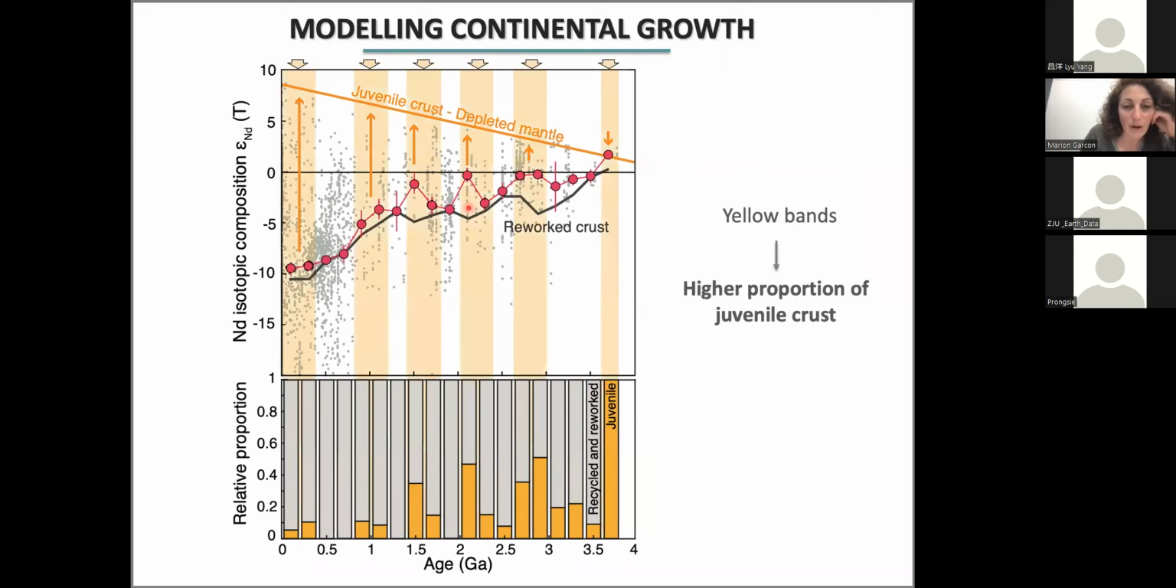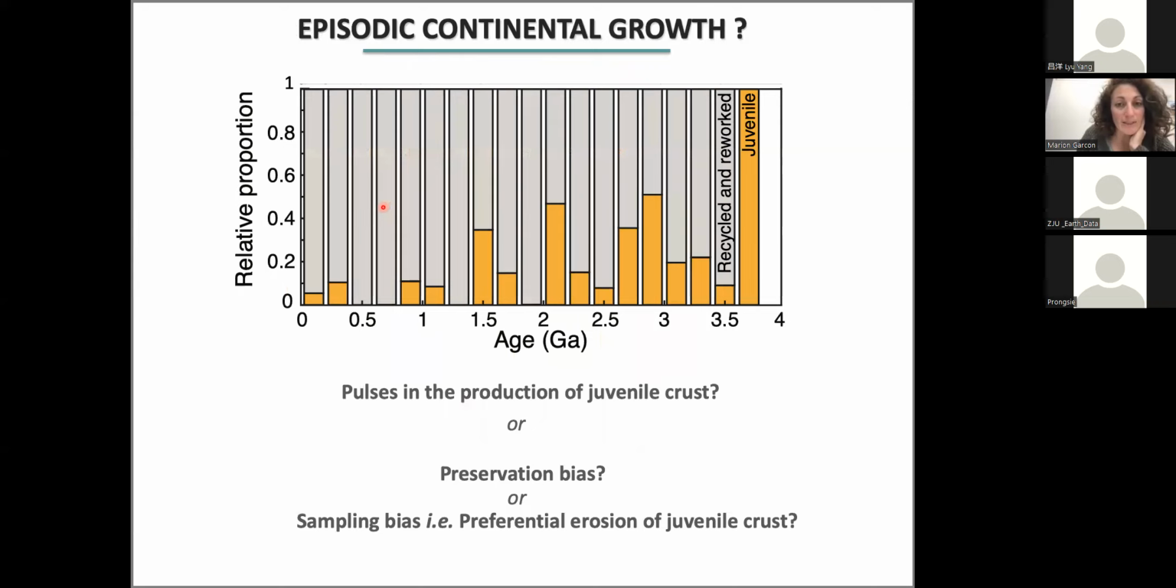I think I put the yellow bands here. And so through time, we can reconstruct the relative proportion of juvenile crust, so new crust extracted from the depleted mantle. And I found that there are at least 6 periods of time during which the proportion of juvenile crust is higher than it should have been if there was no production. So these 6 periods of time correspond to the vertical yellow bands here. Okay, so this is what the neodymium isotopic compositions are saying.